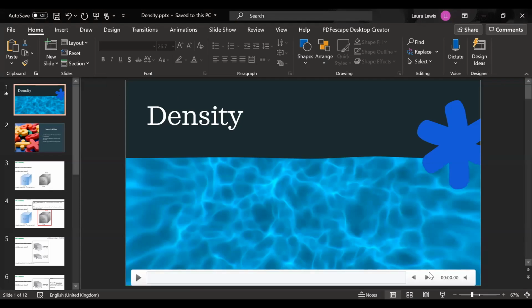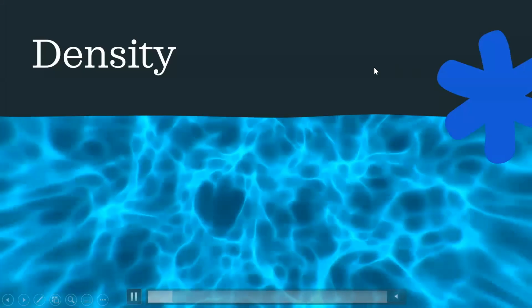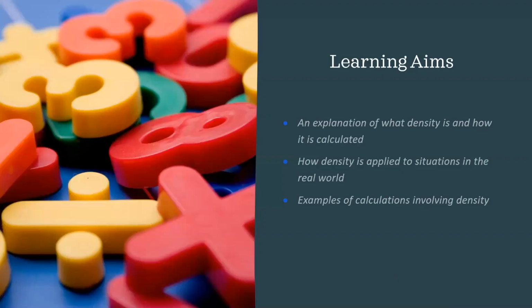Okay, let's start the presentation. Okay, density. So let's look at learning aims first. Number one, an explanation of what density is and how it is calculated. Number two, how density is applied to situations in the real world. And number three, examples of calculations involving density.